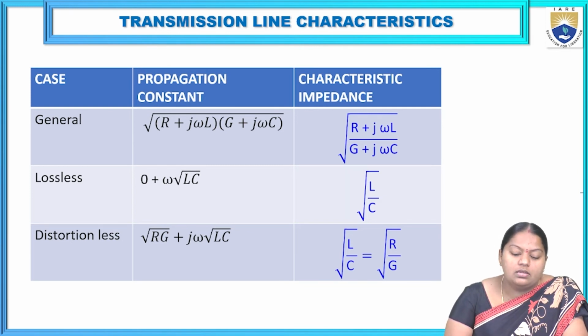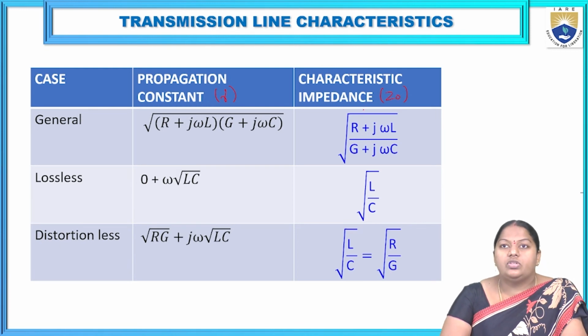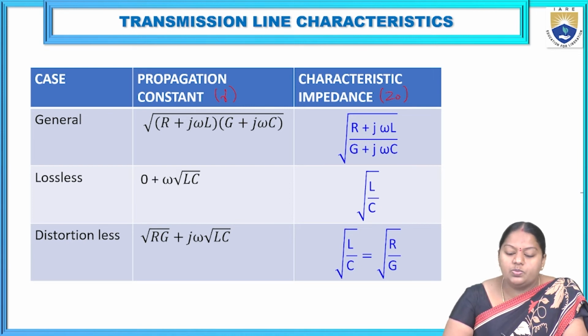So first case. So there are 3 columns here. In the first column, we have considered the case, meaning general type, or lossless type, or distortionless type. And in the second column, we have considered the propagation constant, and the notation is given by gamma. And in the third, we have considered the characteristic impedance as Z naught. Right? So the propagation constant gamma should be expressed in terms of all the primary constants along with the operating frequency of a transmission line.